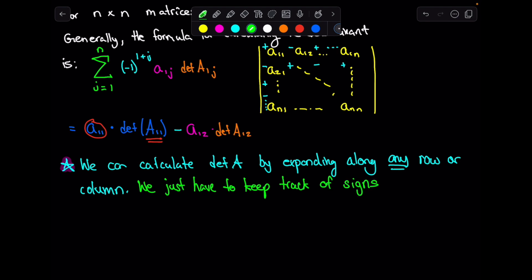So if you're doing one of these problems and you have a really big matrix you're trying to calculate the determinant of, I would write down plus, minus, plus, minus, minus, minus, plus, minus, plus. I would fill this out with all the things. That way, you can decide which one you want to expand upon and make sure that your signs end up in the correct place.